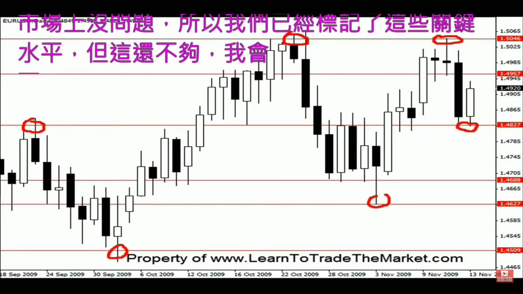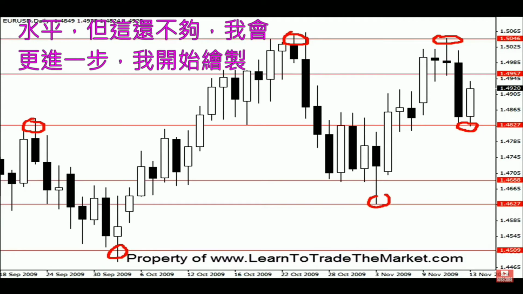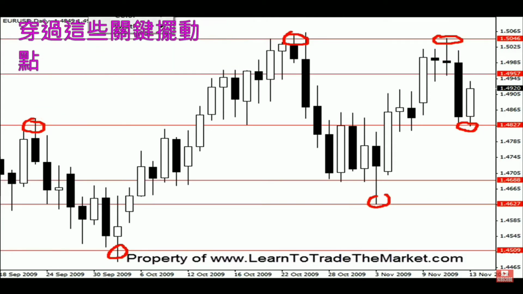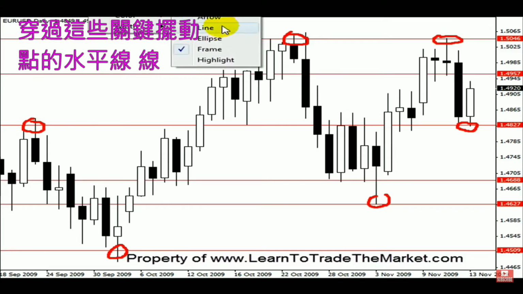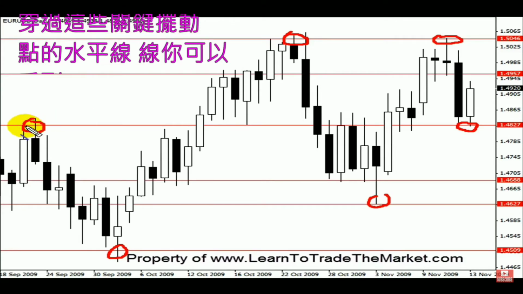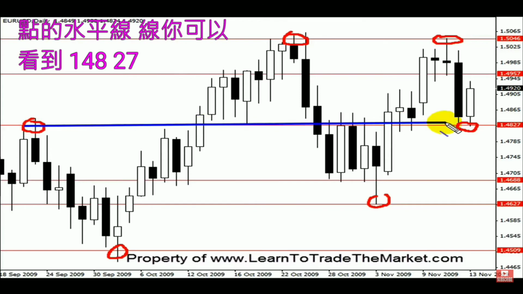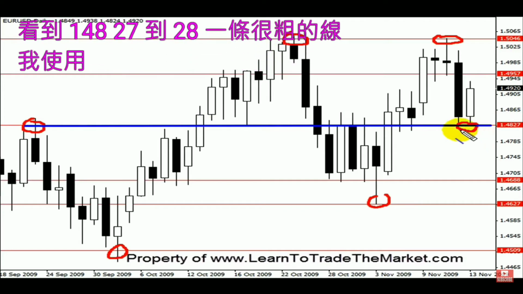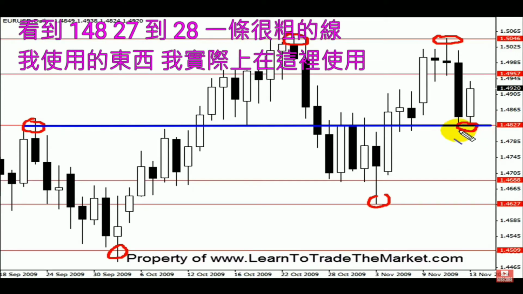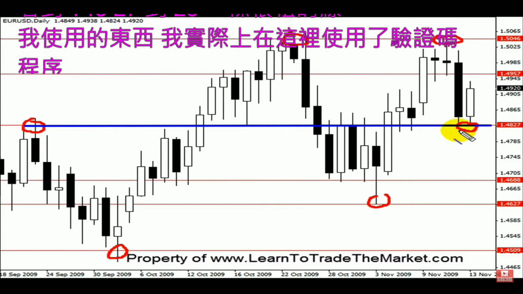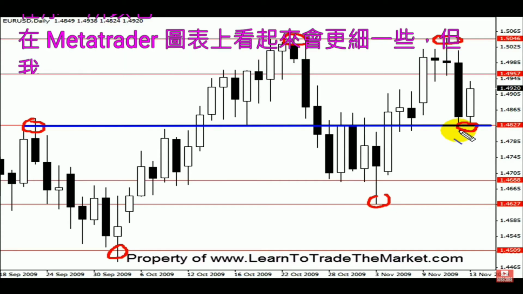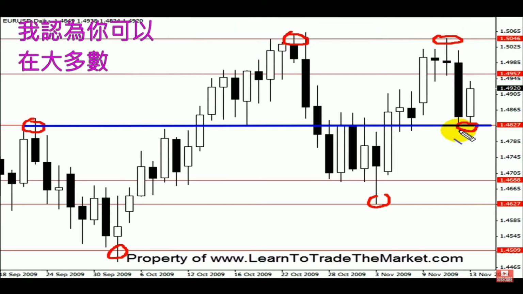I go one step further and I start drawing the horizontal lines through those key swing points. I'm going to use a line. You can see 148.27 to 28, a very thick line is something I use. I actually use a capture program here, so it will look a little bit thinner on the MetaTrader charts, but I think you can adjust the width of the lines on most charting programs.